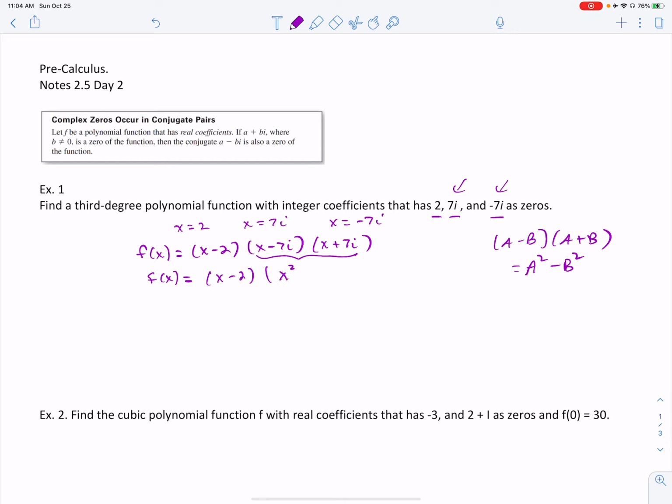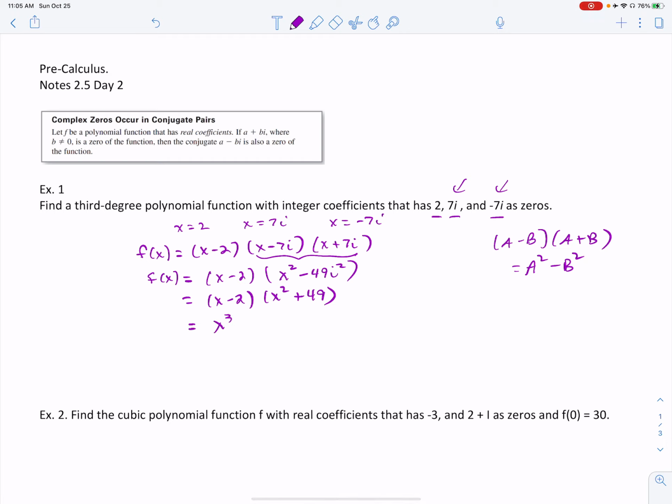You're going to get x squared, and you're going to get a minus 7i times positive 7i, a minus 49i squared, which is going to make that x squared plus 49. So you want to multiply the complex conjugate factors first. So anyway, now keep on multiplying it out.